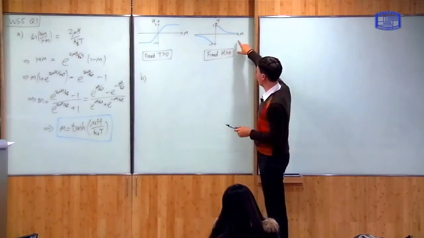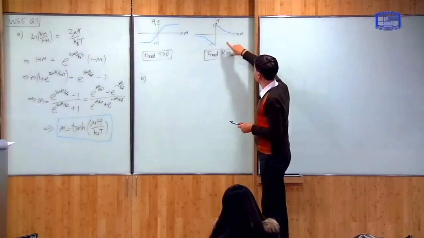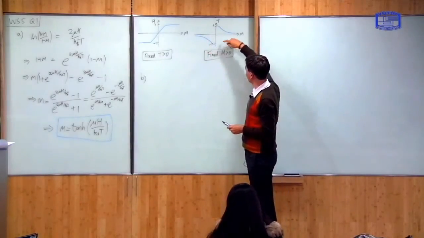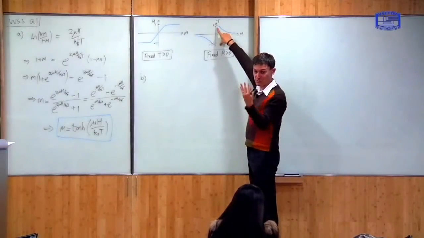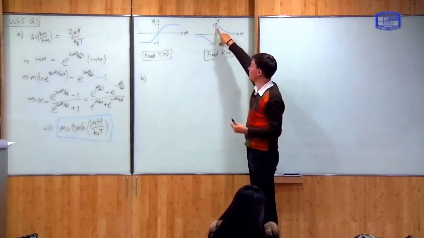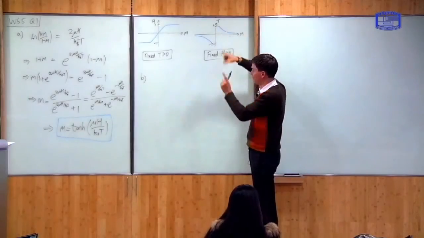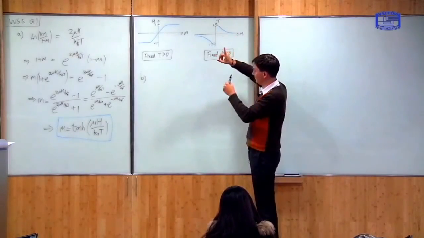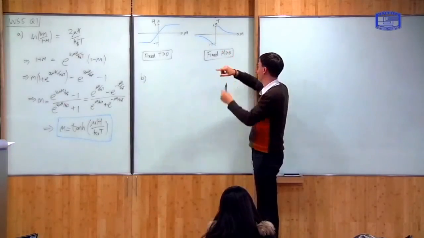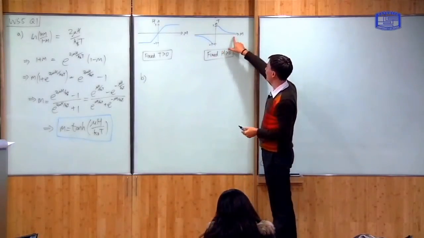And I talked about this one in the last class. At low temperatures, the paramagnet is in the ground state, which is all the spins pointing in the same direction as the field. As I increase the temperature, the paramagnet becomes more disordered. You have a more random sequence of spins.